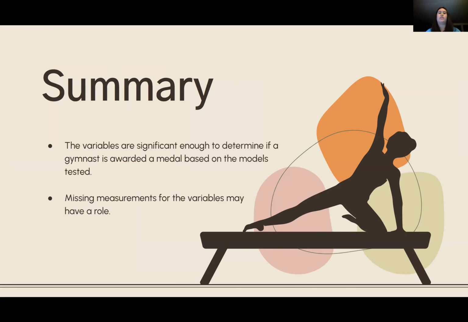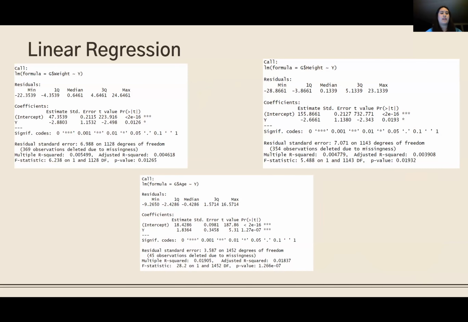And then in summary, the variables are significant enough to determine if a gymnast is awarded a medal based on the models that I tested. However, some measurements were missing from the data set, which may play a role in my test. And as we can see back in here, under the residual standard error, we can see that 369 observations were deleted because their weight was not included in the data set. So that could be a possible factor in the analysis.